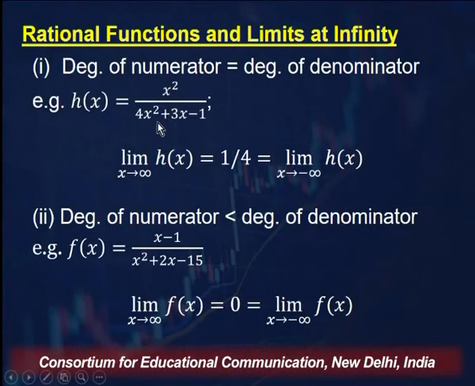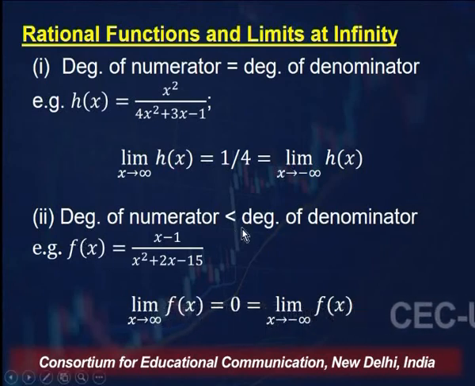The first case is where the degree of the numerator for a rational function is equal to the degree of the denominator. So this is one of the functions that we did. The degree of the numerator is equal to 2, which is equal to the degree of the denominator. And basically when we take the limit at infinity or minus infinity, in this particular example, the function tends to 1 by 4. It doesn't matter whether x tends to infinity or minus infinity. Both these limits, the calculation will give you 1 by 4. So here you have only one horizontal asymptote.